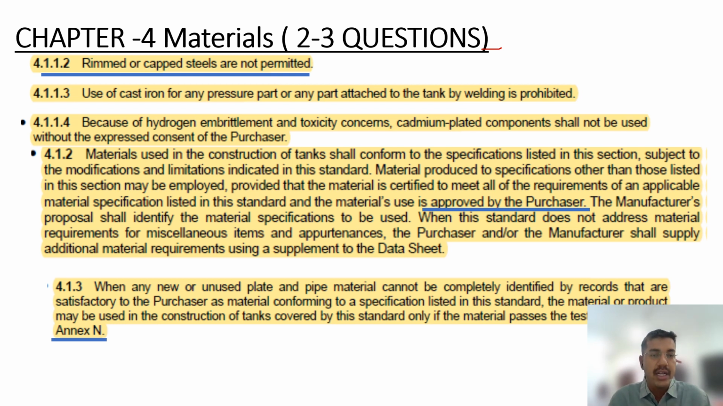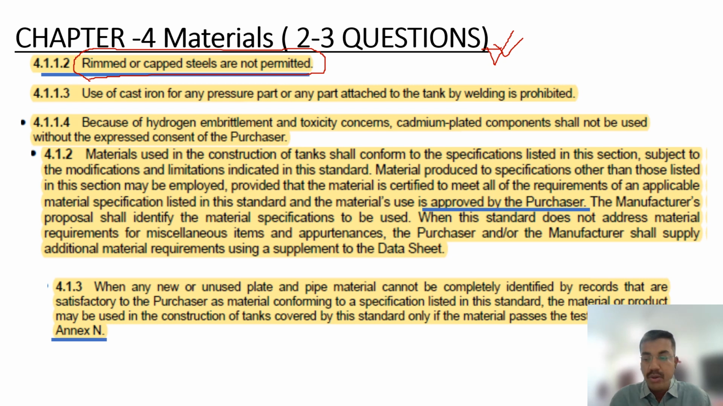So let's start chapter 4, material, from which there are usually 2 to 3 questions in every API 653 exam. What are the materials usually used for construction of a tank? Rimmed and capped steels are not permitted. There are 4 types of steels: rimmed, capped, semi-killed, and killed. Killed and semi-killed are higher grades, and rimmed and capped steels are lower grades. So these steels are not permitted.